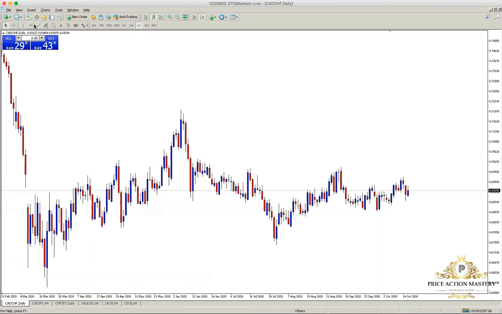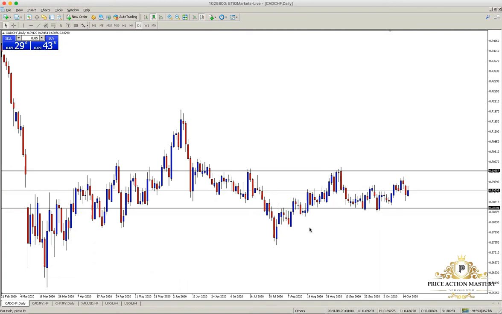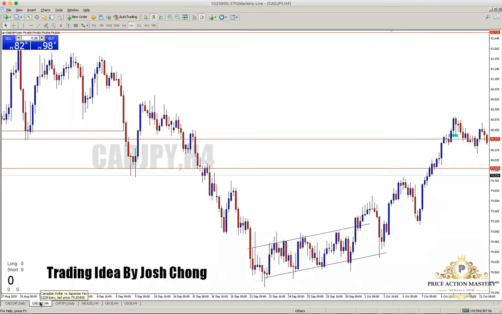You put in your support and resistance. This is the resistance, and this is the nearest support. So we can see the market is in a big range. This is the middle of the range, so we don't take it. We take it either at the bottom or at the top. This will be much clearer. And then next will be CAD Yen.